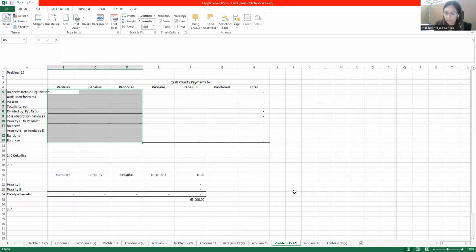Okay. Problem 15 on page 4-54. So there are 3 requirements or 3 questions. The partner most vulnerable to partnership losses on liquidation. So, sino daw ang vulnerable sa partnership losses? Number 2, if 65,000 is available for distribution, it should be paid to whom? So, ito yung tanong ko kanina. Pag merong amount na ganito, sino ba babayaran?